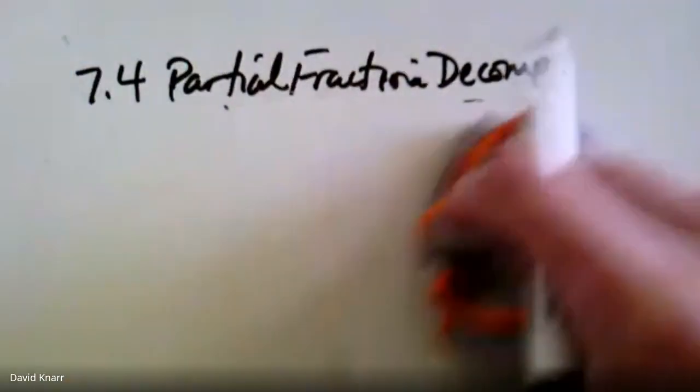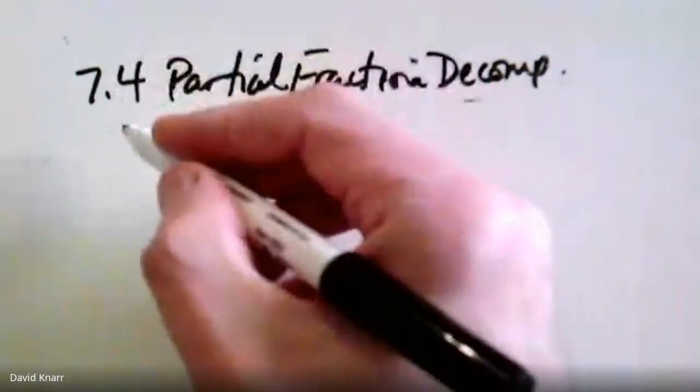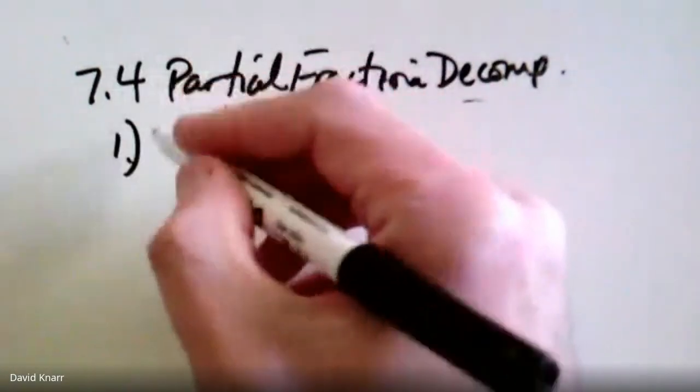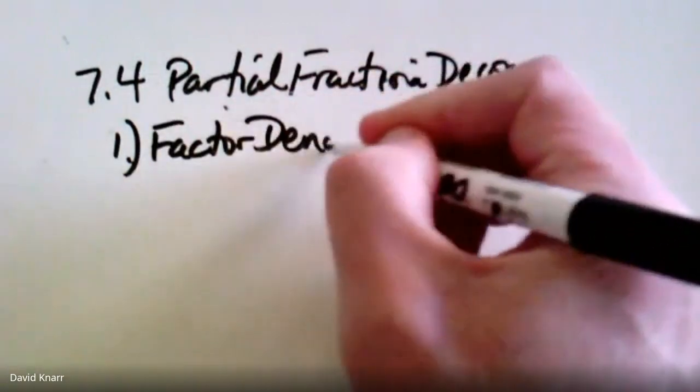Now to do this, you're basically going to follow a set of steps, which I'm going to show you. Number one, the first thing you should do is factor the denominator.